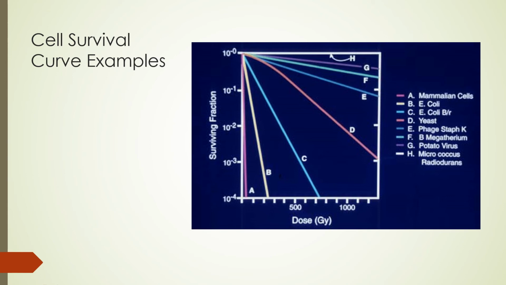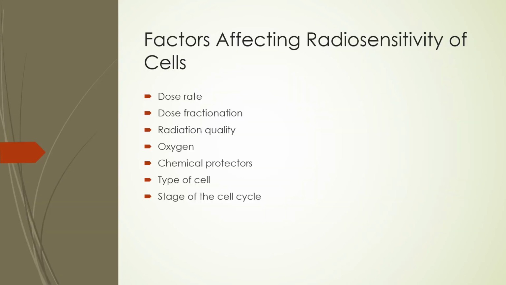So one may ask why there is such variability in the response of different cells to radiation exposure. There are a number of different factors that affect the way cells respond to radiation exposure. Some of these factors are related to the radiation itself, such as radiation dose rate, dose fractionation, and radiation quality. Other factors relate to the environment surrounding the cells. The presence of oxygen increases cell damage, and the presence of various chemical protectors can decrease cell damage. In addition, different types of cells respond differently to radiation, and cells are more sensitive to radiation damage during different parts of the reproductive cycle. We can look at each of these factors in more detail in the next few slides.